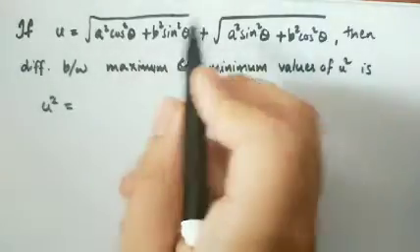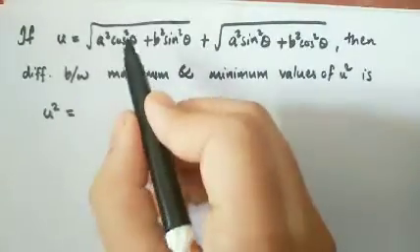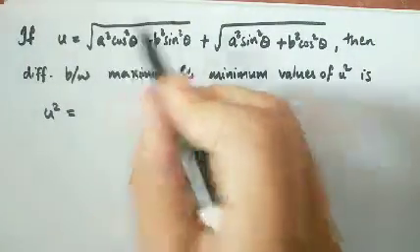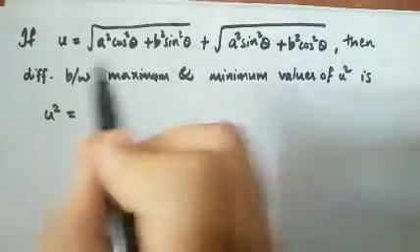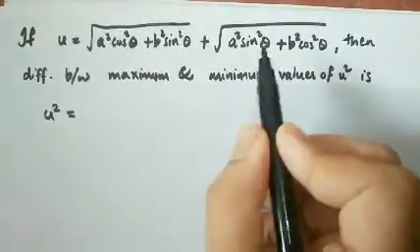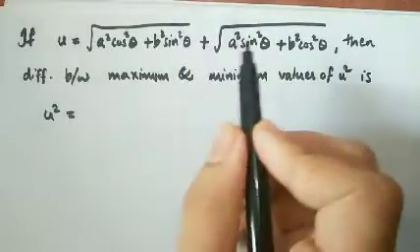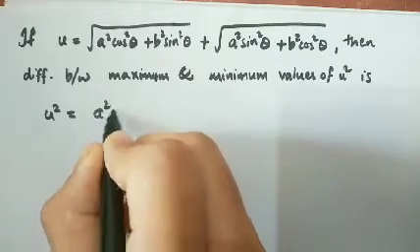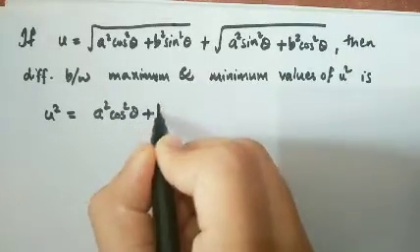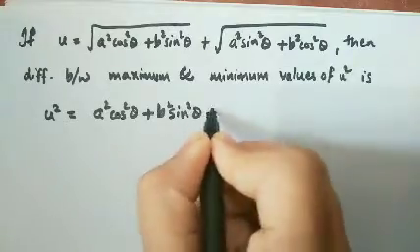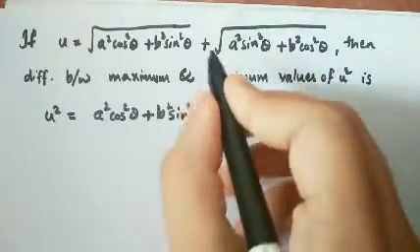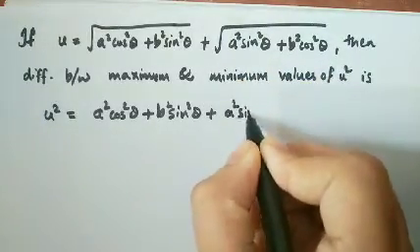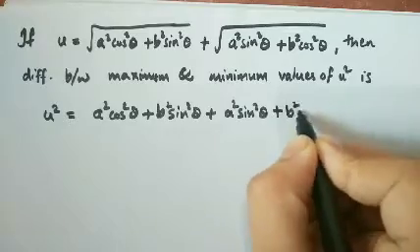Without too many steps, we can just look at this and say what u square is. U square means there are two terms; say this term is x and this is y, then u square is x square plus y square plus 2xy. So x square is a square cos square theta plus b square sin square theta, plus y square, since this is a root term, when I square I will get a square sin square theta plus b square cos square theta.